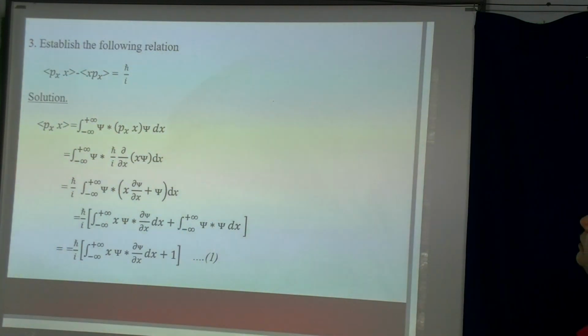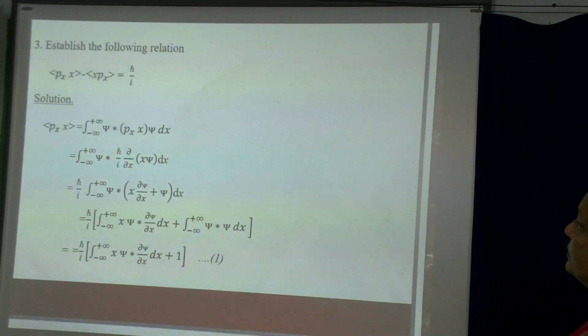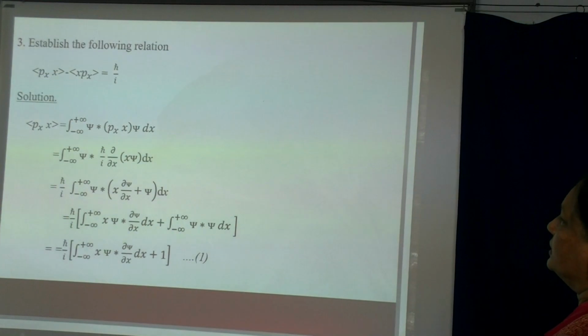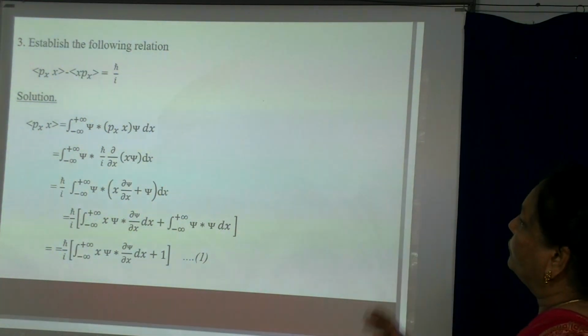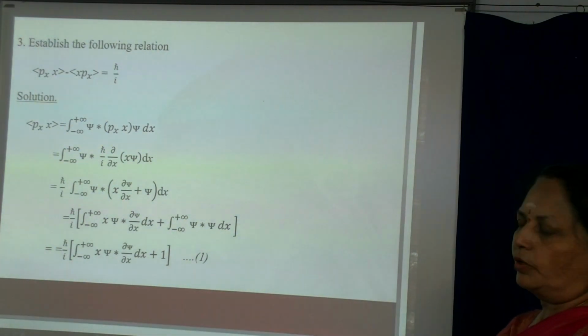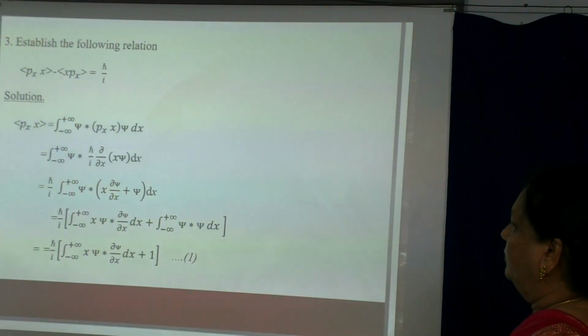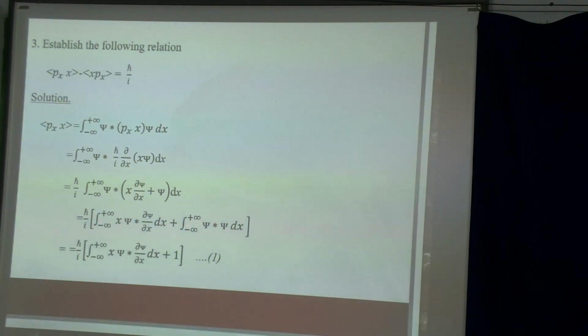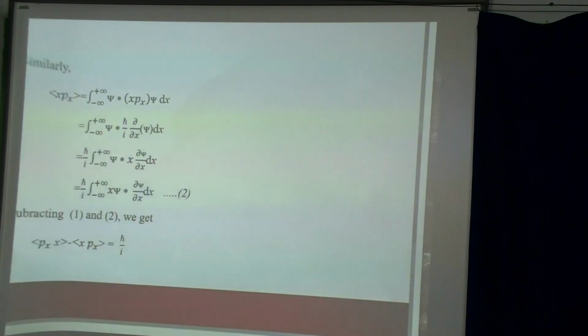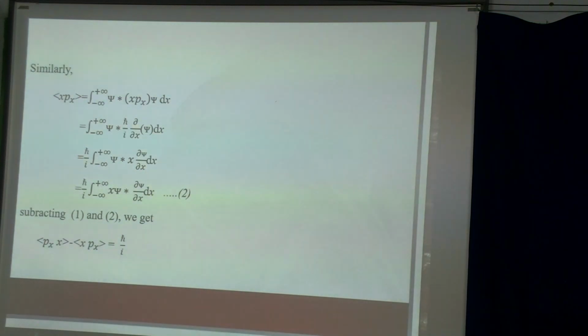If you differentiate, dou by dou x, we will get x into dou psi by dou x plus dou x by dou x into psi. So dou x by dou x is 1. Therefore for the second term you have only psi. Next, let us separate the two integrals and we can integrate. Similarly, let us have it for x Px. Previously we have calculated for Px x. Now let us calculate for x Px.